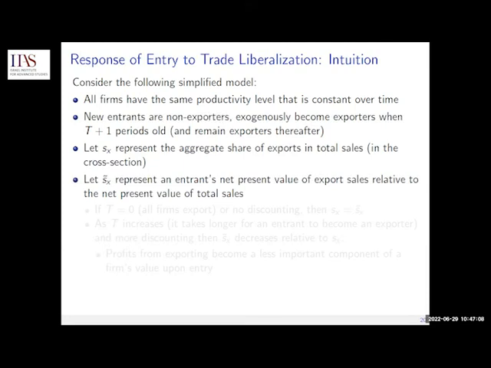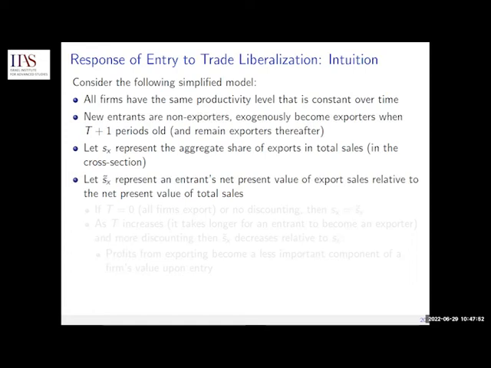And to do that, I'm going to define two shares that are going to end up critically determining the response of entry. So think about SX here as the aggregate share of exports in total sales. So this is in the cross section, okay? In the cross section, I have non-exporters and I have exporters. How important is the share of exports in total sales? This is in a CS world where, remember, profits are proportional to sales. So this proportion of exports to total sales is also going to tell me how profitable exporting is overall in the cross section in my economy, right? So this is purely cross section.